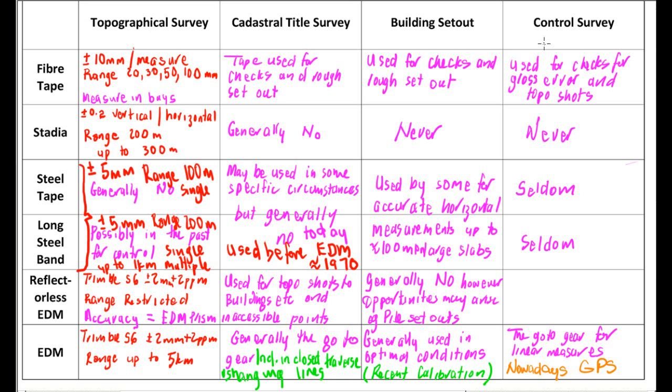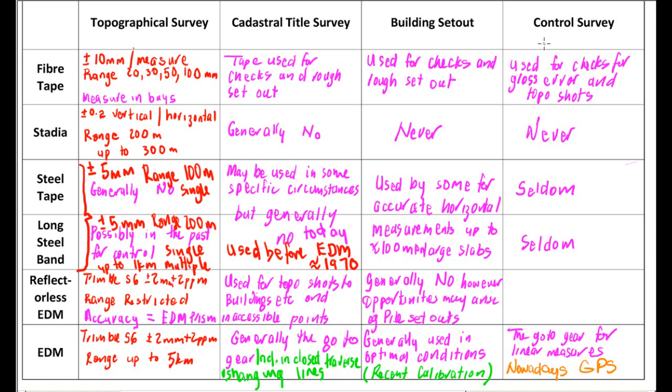However, these days with your data recorders and onboard EDM and stuff like that recording, it's debatable whether there'd be any efficiency gains in using a steel tape, or for that matter a long steel band.